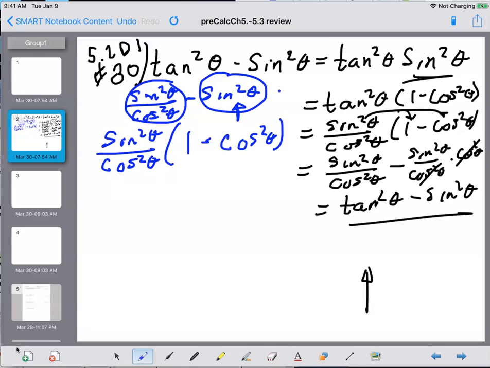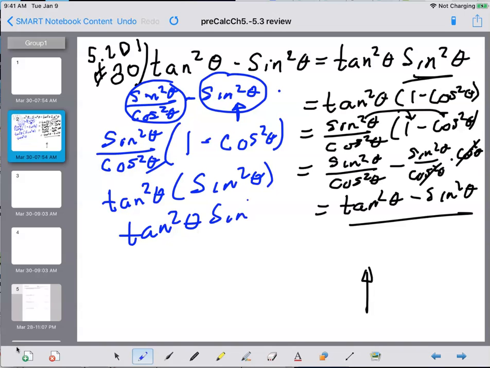Now, because that's 1 minus cosine squared theta, and this is sine squared theta over cosine squared theta, I'm going to do two substitutions. First one is tangent squared theta. The second one is I know 1 minus cosine squared theta is sine squared theta. So now my final is tangent squared theta, sine squared theta. Okay, and that one's done. Okay, and that's what we've got for this problem.